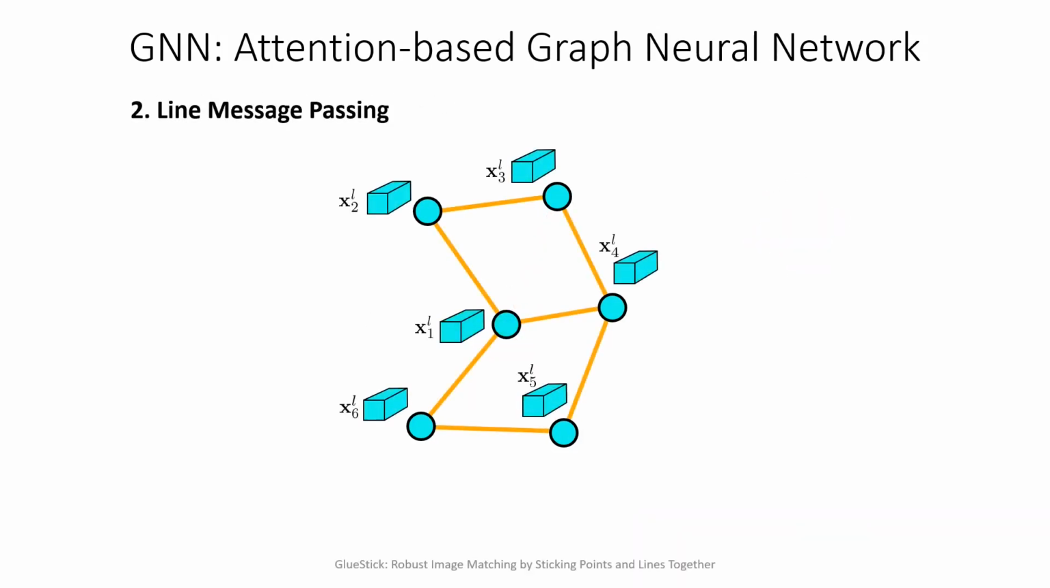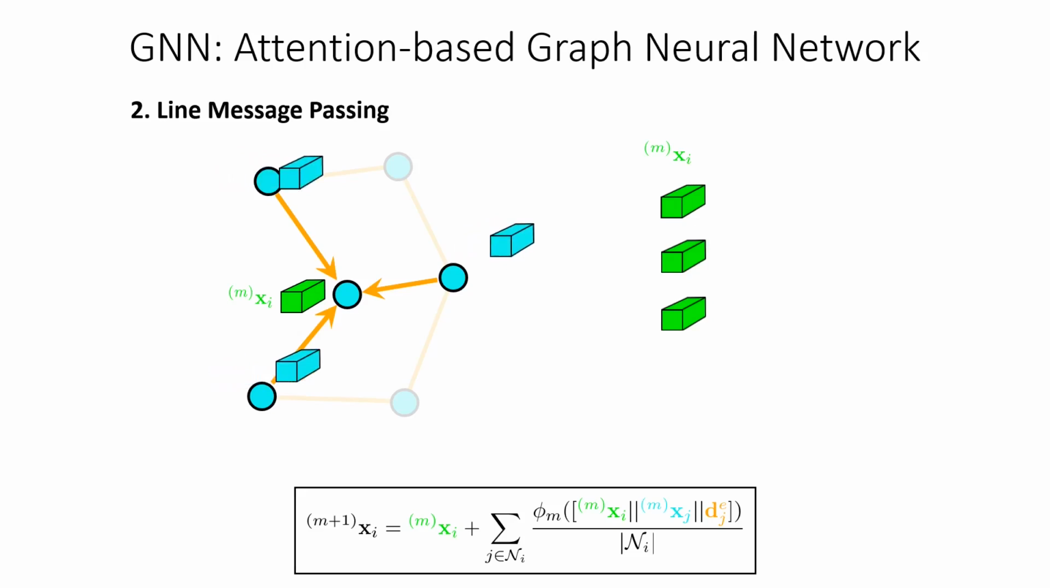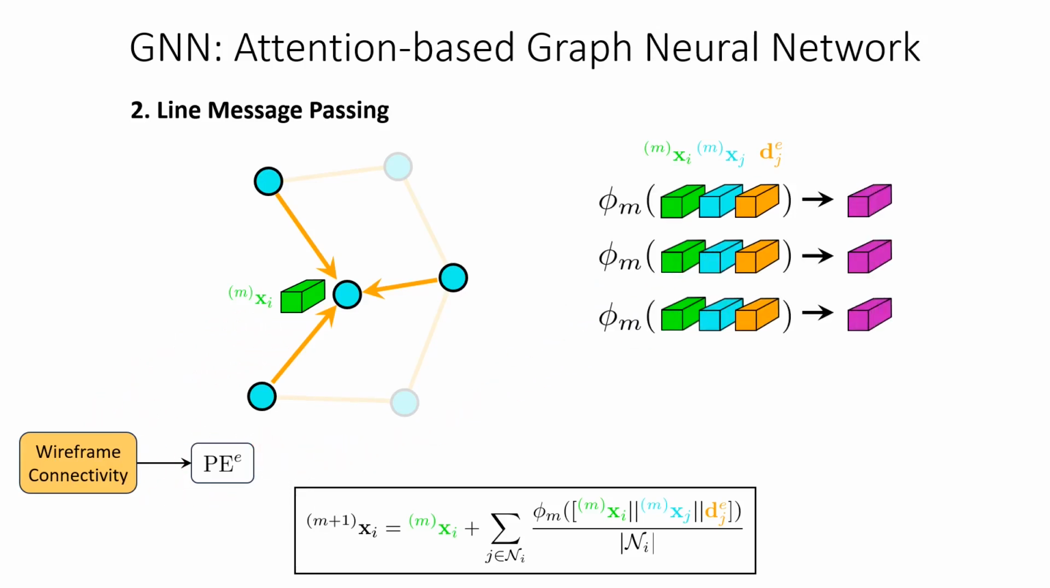The next step is line message passing, which is a novel contribution in our paper. We use the connectivity of the graph to collect information from connected nodes. Here we take the current node feature and its neighboring features, and to consider the line direction, we also inject the edge positional encoding for each edge arriving at the actual node. We concatenate all this information, pass it through another MLP, and we average the result for the different edges to produce the final message that is aggregated into the feature of the current node.